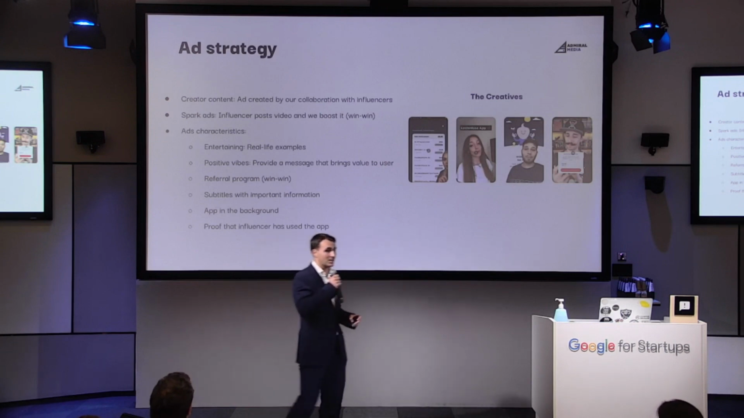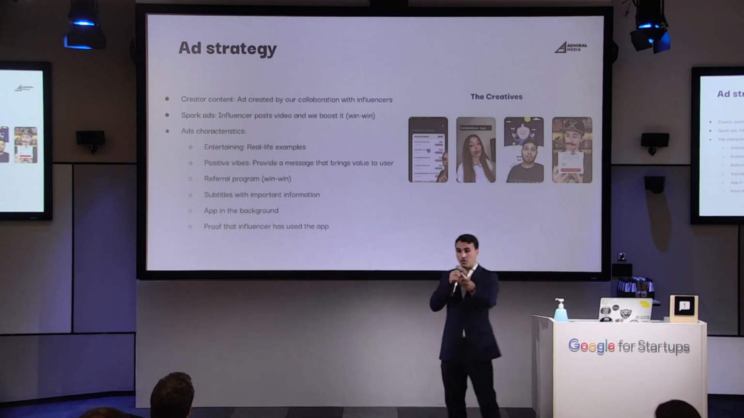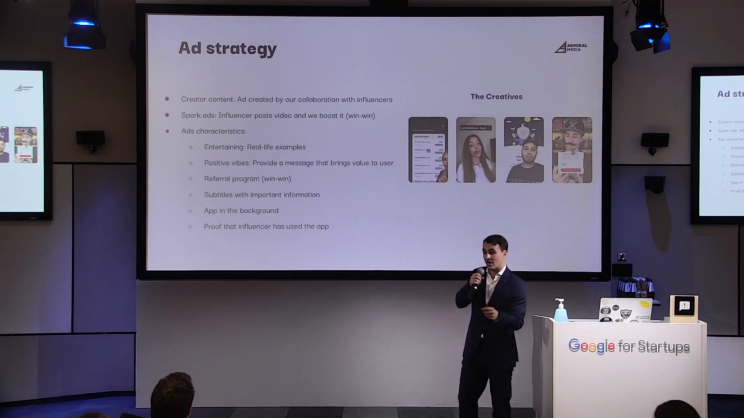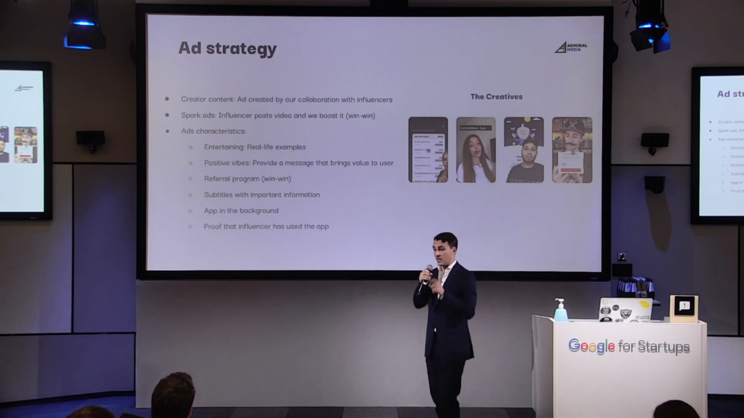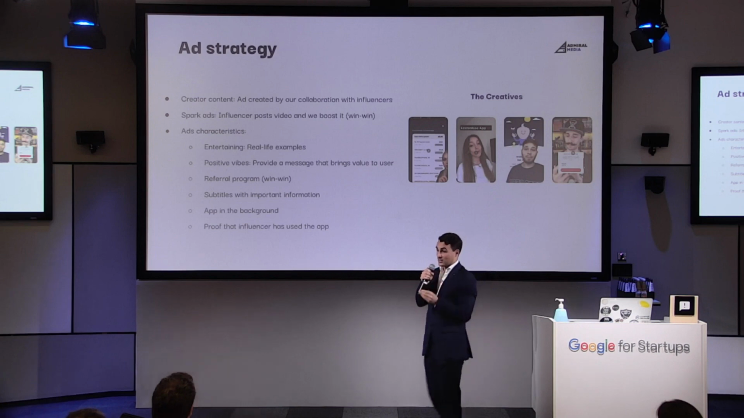The other strategy that we use is Spark Ads. Spark Ads is a type of ad that works the following way. The influencer creates the video and then posts it on their TikTok account. Then they give us a code to be able to promote that specific video from the TikTok ads account. So we get the code, and then we're able to promote their video. They get all the views, all the likes and everything, but we put a call to action and brand the video. That's incredible.